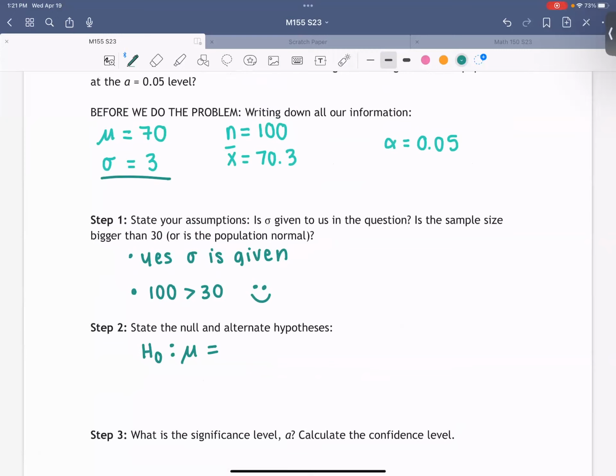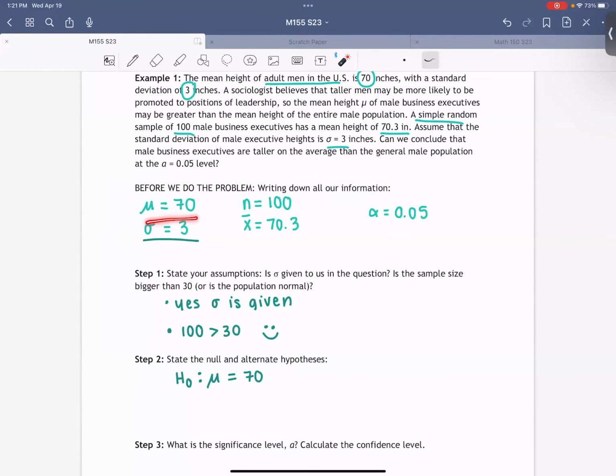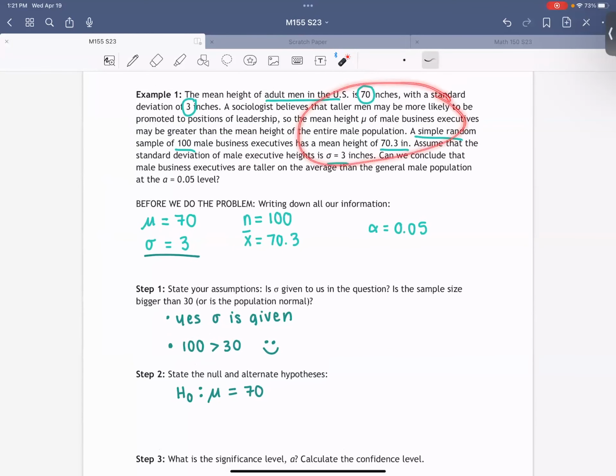70, perfect. And this is actually why I write down all the information before I do the question. If you don't write this down, then you're gonna have to go back and figure out which one's the population mean, which one's the sample mean. I think it just takes too much of your time to go back in the question, which is why it's really nice that it's written right here, right? Mu equals 70, write it down again. Okay.